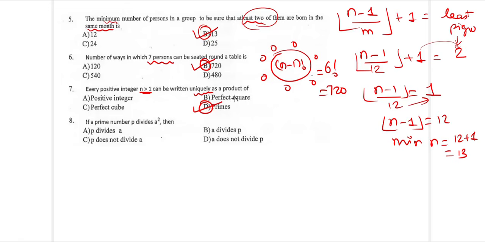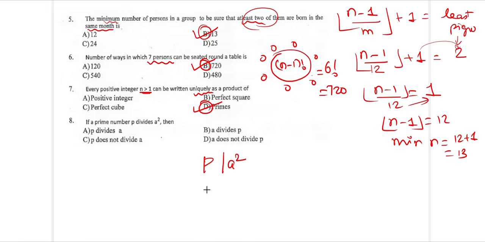So there is only one way in which you can express them as a product of primes, and that is a unique way for every integer greater than 1. If a prime number p divides a square, then p divides a, p does not divide a, a divides p, a does not divide p. Okay, a prime p divides a square.